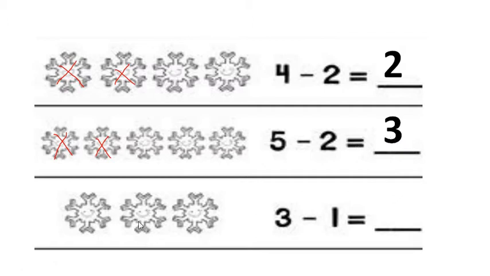Next sum is 3 minus 1. Our sum is 3 minus 1. What does it mean? We have to cross out one object out of the given 3 objects. Let's do it. I have crossed one object.